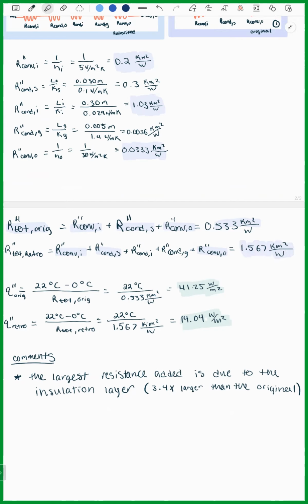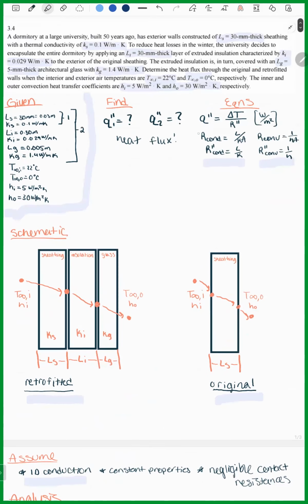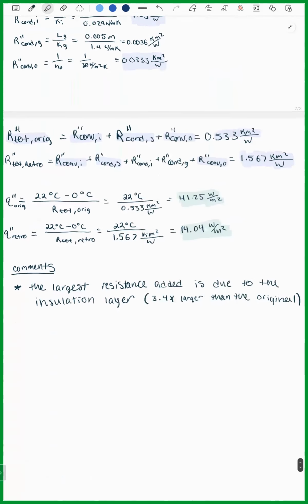And because we're looking for the flux through both, we'll use the equation I showed above, the heat flux equals the change in temperature over the total resistance. And for the original, we have the change in temperature, which is 22 degrees C on the inside, minus 0 degrees C on the outside, over our total, which gives us 41.25 watts per meter squared.